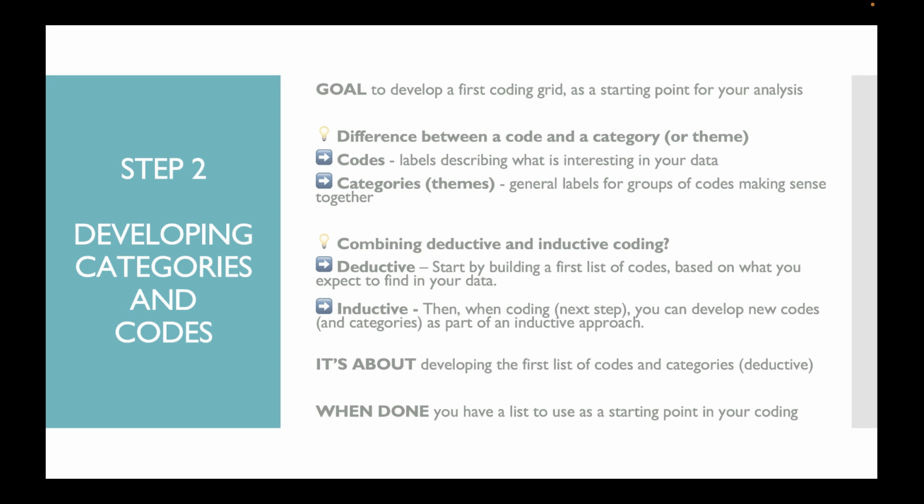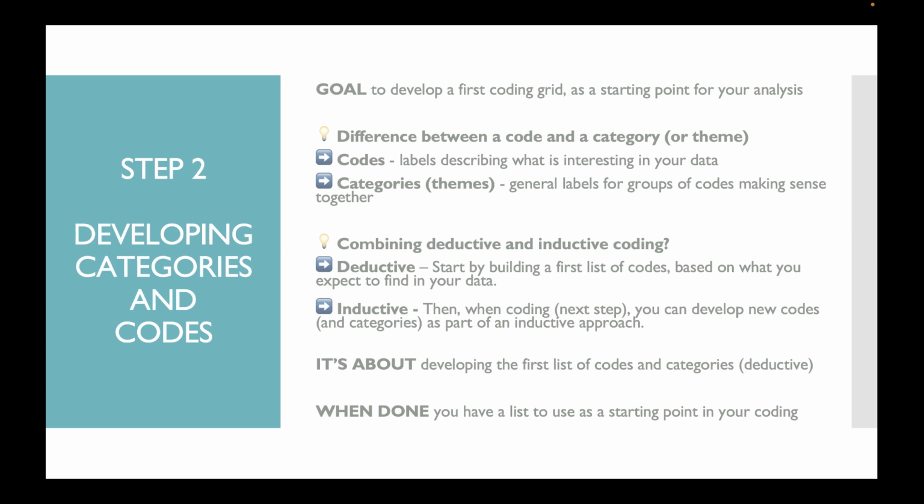Step 2 is about developing categories and codes for your analysis. So the goal is to develop a first coding grid as a starting point for your analysis. And here I want to take a minute to talk about what is a code and what is a category or a theme. A code is like a label with a short description of what is interesting in an extract of your data. So when you are coding, you kind of stick a label on an extract, meaning this extract is interesting because it's talking about this or that. Your code being just this or that, not the full sentence, of course, but you get the idea.